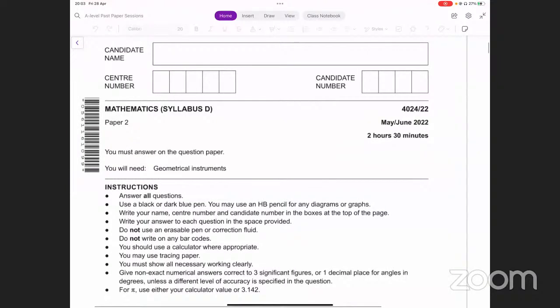So today we are going to be starting and completing this paper, May June 2022, paper 2 variant 2.